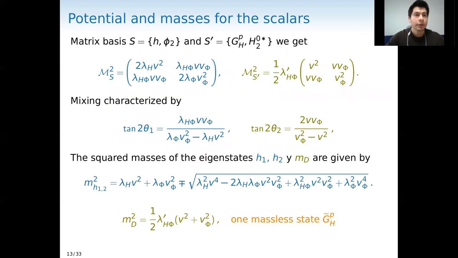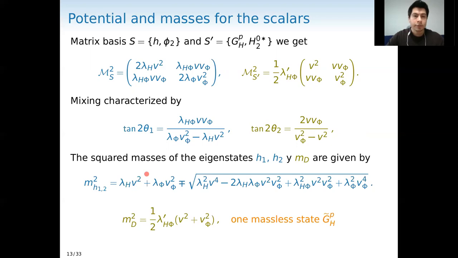After the symmetry breaking, we find that we have mixing between some states. For example, we have mixing between H, which is the Higgs in the standard model, and phi 2. And we have also mixing between the top part of phi and the bottom part of the second Higgs. We get these two 2 by 2 matrices, which are very easy to diagonalize. We have the mixing angle that is given by this expression, which is just the product of the non-diagonal terms over the difference between the diagonal terms, and we have the masses given by this very simple expression.